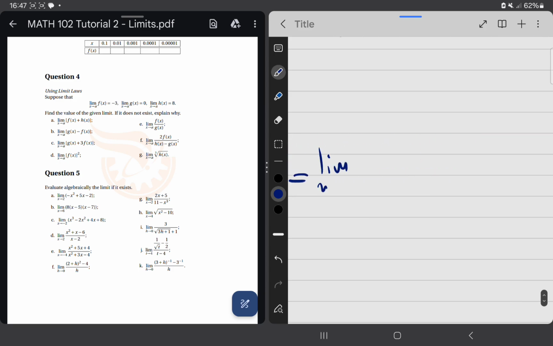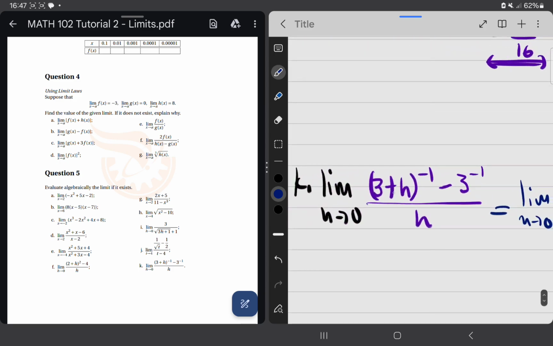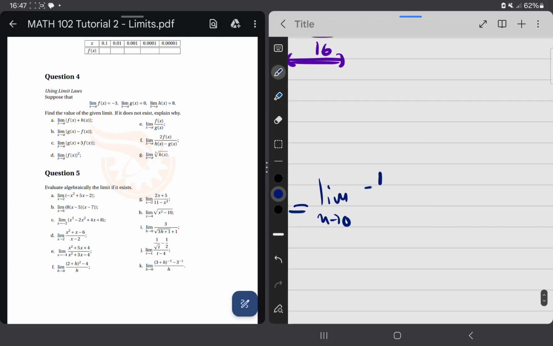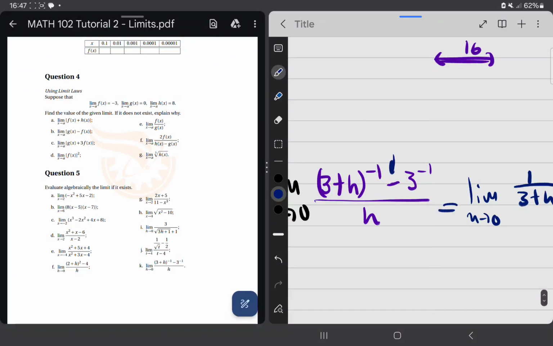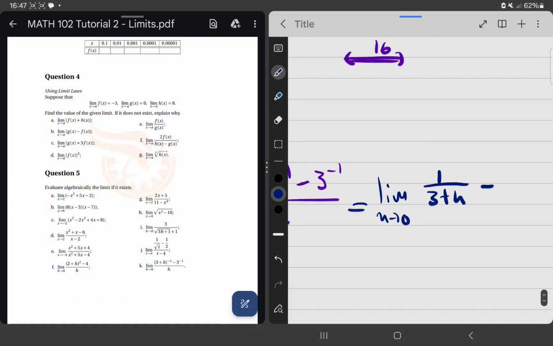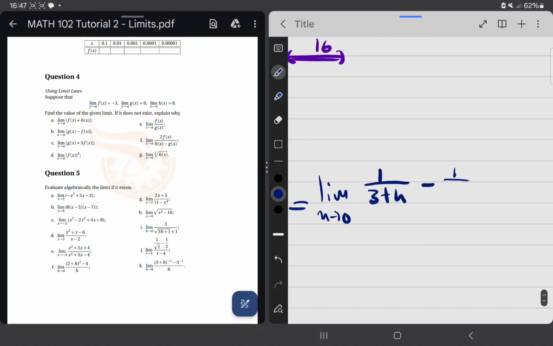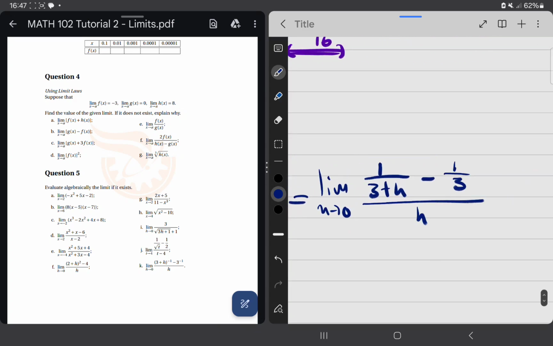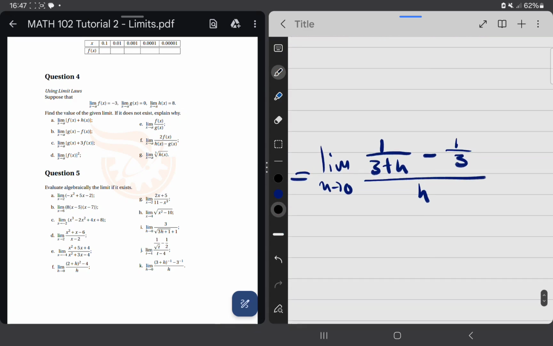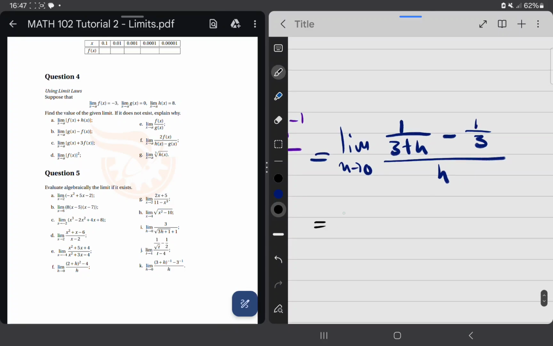So it's going to be the limit as h goes to 0. I start with this: 3 plus h to the power of minus 1 is 1 over 3 plus h. Then there's this negative sign, so I say minus. 3 to the minus 1 is 1 over 3. And it's all over h. Still, I can't substitute, right? I'm going to simplify the top.